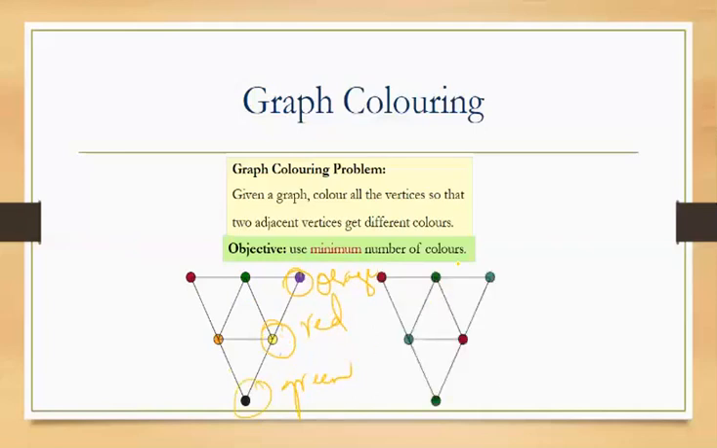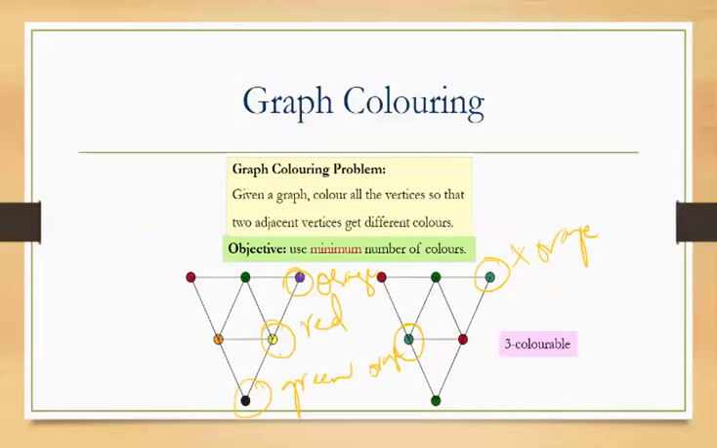Let's check it again. Once again, this is light green and dark green, so let's change it to some other color. Let's change it to orange, because each adjacent vertex should not have the same color. So I can change it to orange also. Now this is red, and then again we have green. So this is the graph coloring problem.